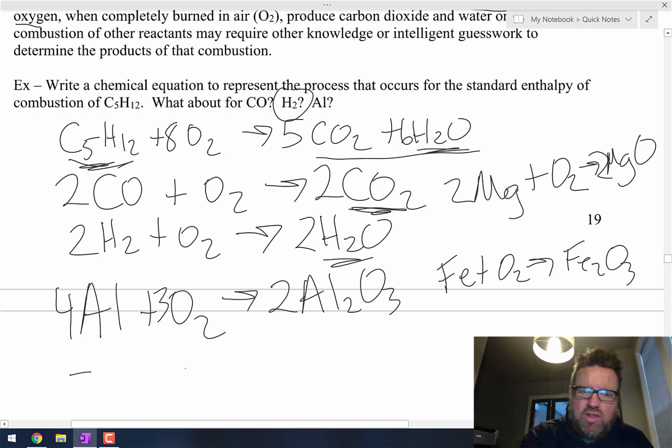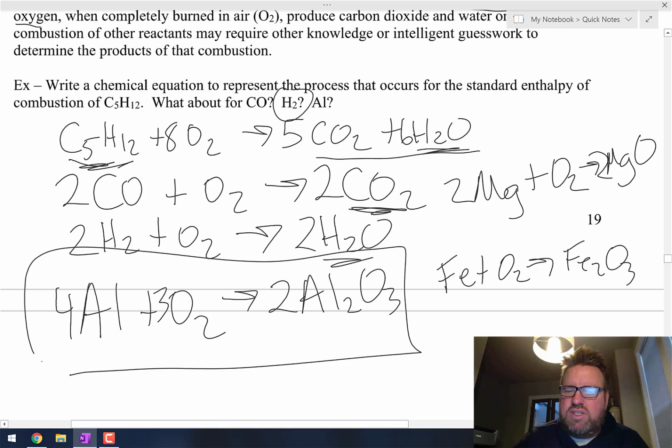They would have to tell you that. They would have to tell you that aluminum burns in air. Or here they would say iron reacts with oxygen in the air to create rust. Okay. Again, not a combustion reaction, but you wouldn't be expected to know that without some additional information there.